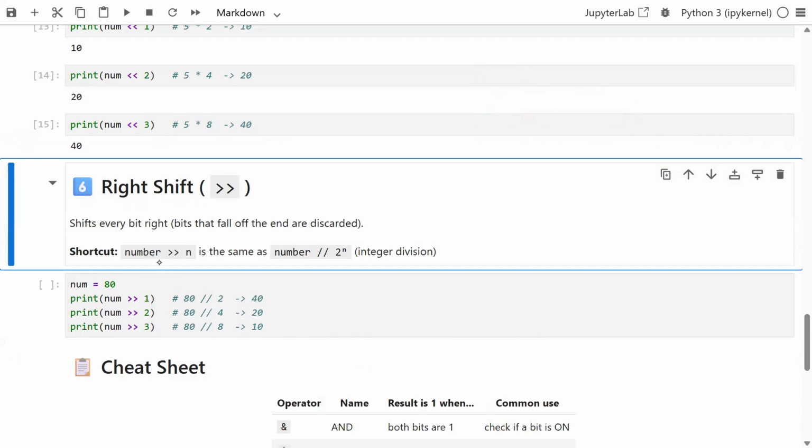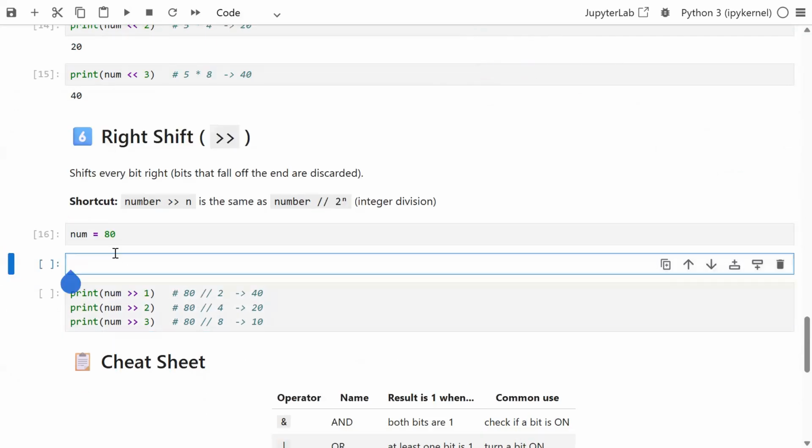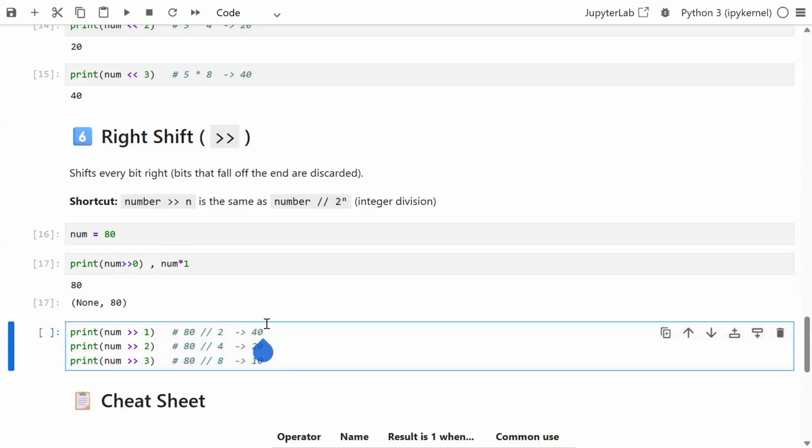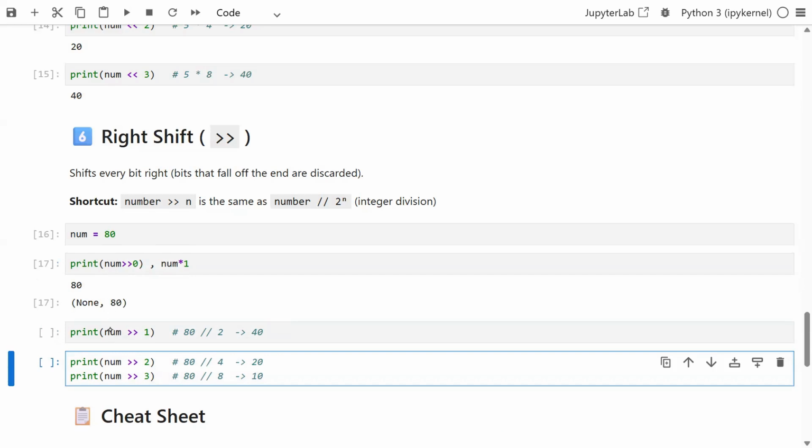Right shift operator means we have to divide by 2 raised to power n. So here num is 80. Print num right shift operator 0. 0 means 2 raised to power 0, which is similar to num into 1. So you'll get both the answers correct, 80, 80. Got it? Right shift operator 1 means divide by 2 raised to power 1. Sorry, here my mistake.